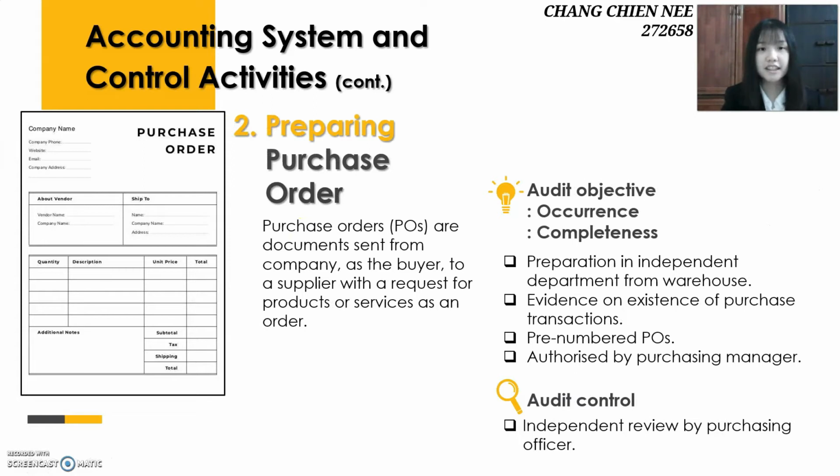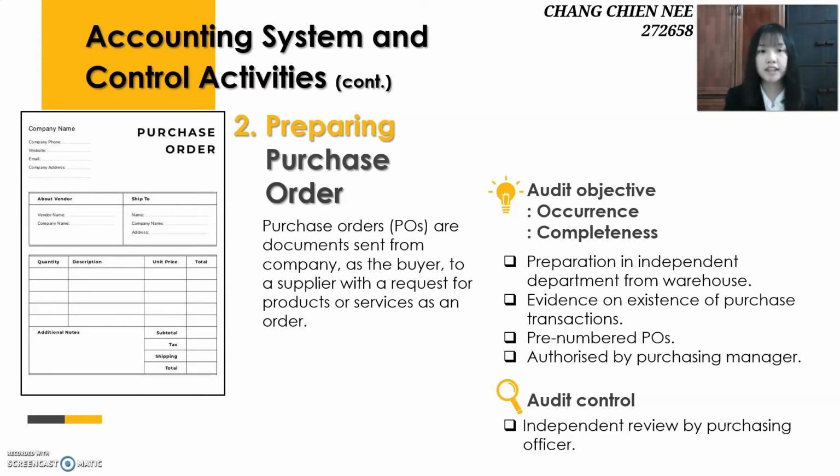The next function is preparing purchase order. After the purchase request is approved, an official confirmation document, which is the purchase order, will be issued from the company, as the buyer, to a supplier corresponding to the products or services to be ordered. To prevent illegal requisition of goods for personal use, the process of preparing purchase orders is assigned to a department independent from the warehouse.